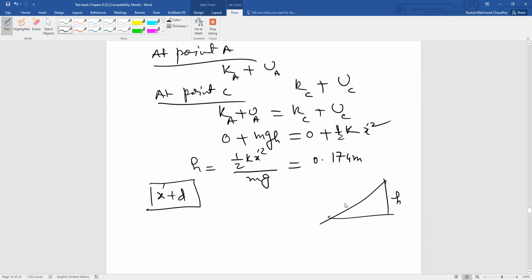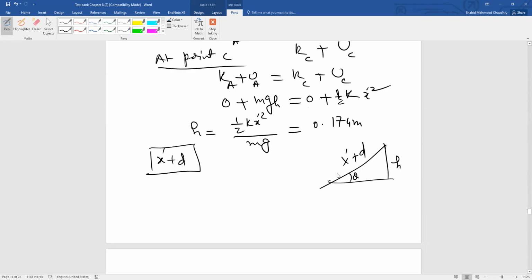This is h, I know, and this total distance is x dash plus d, and this is angle theta. So from this triangle, I will find h over x dash plus d is equal to sine of theta. So I need x dash plus d. So x dash plus d is equal to h over sine of theta.